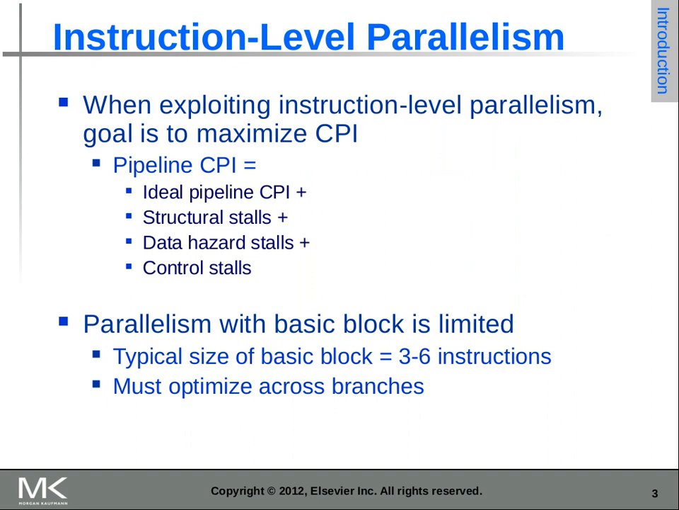All right. When exploiting ILP, that's what we've been doing with our in-order pipeline and our out-of-order pipeline. It's the ideal pipeline CPI plus any structural hazards, data hazards, or control stalls. Basically, we want to figure out what your maximum CPI, which is cycles per instruction, which, by the way, can be less than 1. And let's see, parallelism in a basic block is limited. Typical size of a basic block is 3 to 6 instructions. So parallelism for ILP must be optimized across branches, which is also why branch prediction is so important.